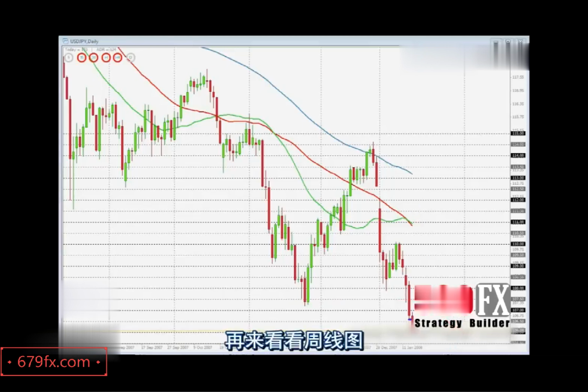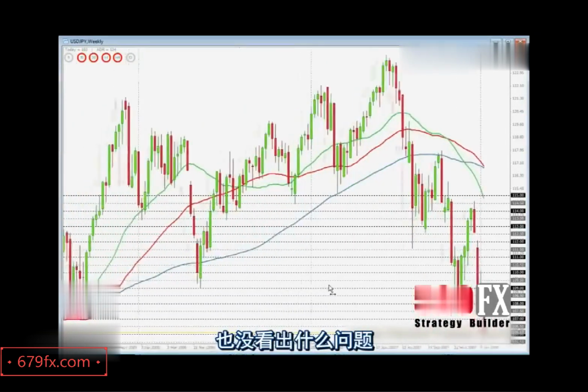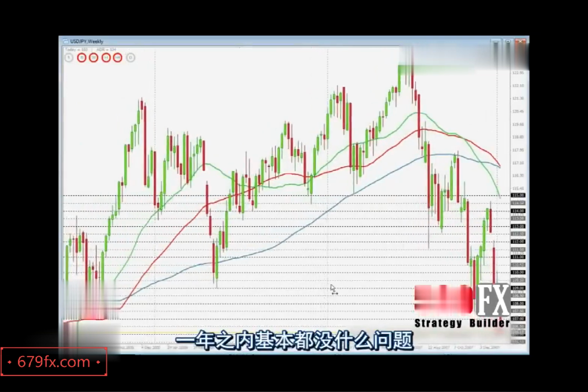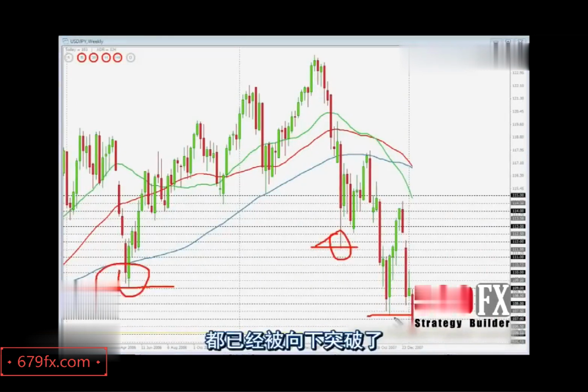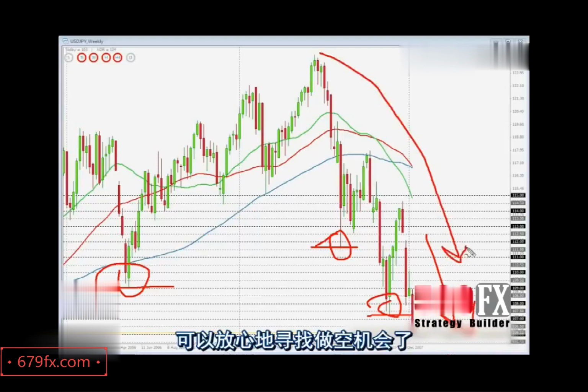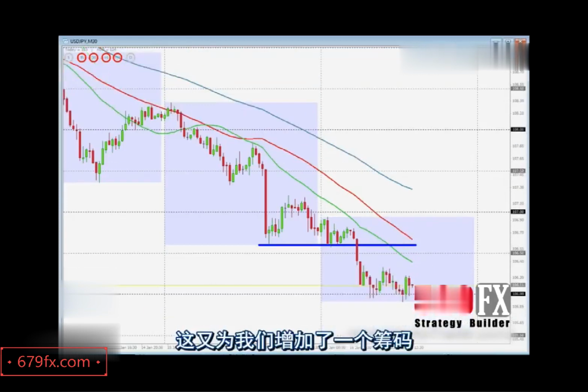Now, let's have a look at the weekly chart. Nothing really. I'm scrolling back for the last 1 year worth of price action. There is nothing there. All these levels of support have been broken to the downside. The trend is still in place. It's fairly safe to search for short entries. So I've checked the longer time frames. I know there are no conflicting signals on them. So that's another plus, another tick on the list.